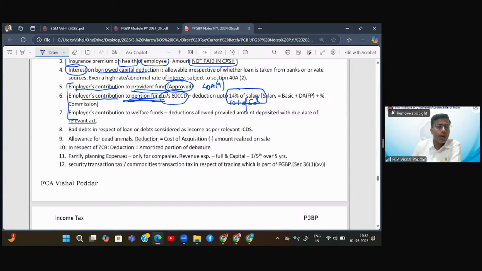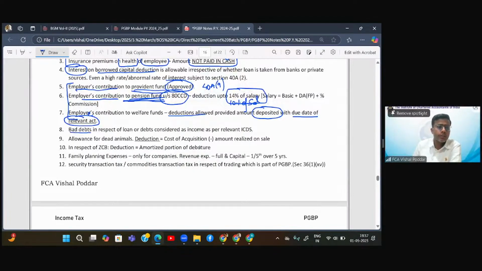Where you have deducted contribution from the employee, one is you are paying contribution from your pocket, and one is you are taking deduction from the employee by deducting it from their salary and then depositing in provident fund. So where you are taking the employee's contribution, not the employer's, this deduction is allowed provided you have deposited that money within the due date as per the relevant act. Relevant act means Provident Fund Act, Pension Fund Act, whatever. So for the employee's contribution, you get deduction if you deposit it within the due date of their respective acts.